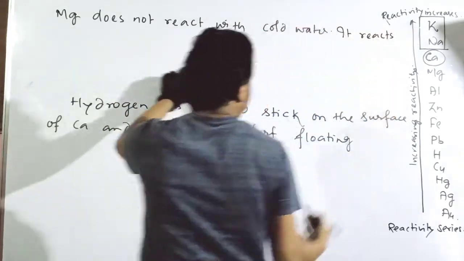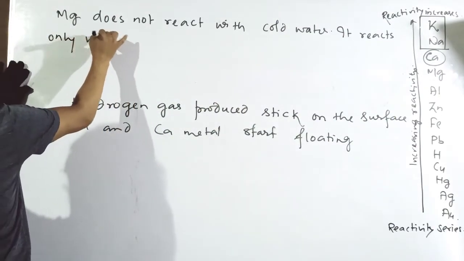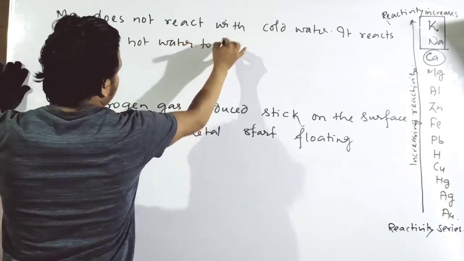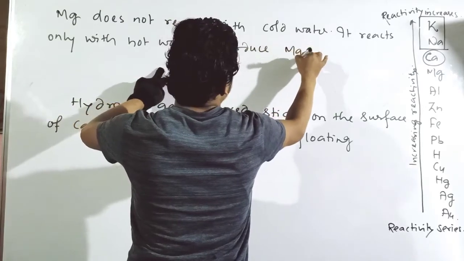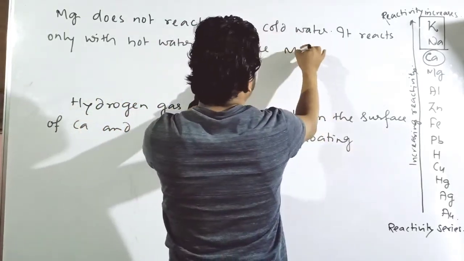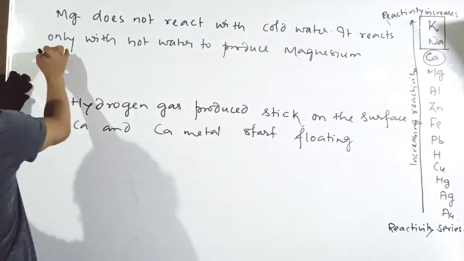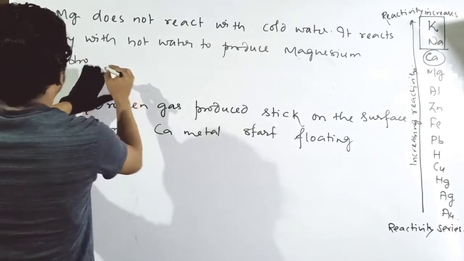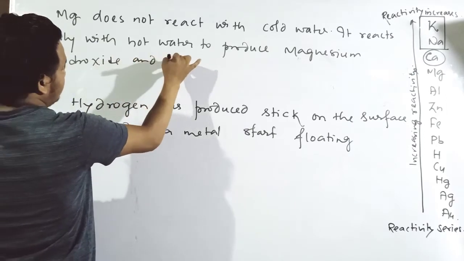It reacts only with hot water to produce. What will be the product? Product is the same, magnesium hydroxide, and hydrogen gas.